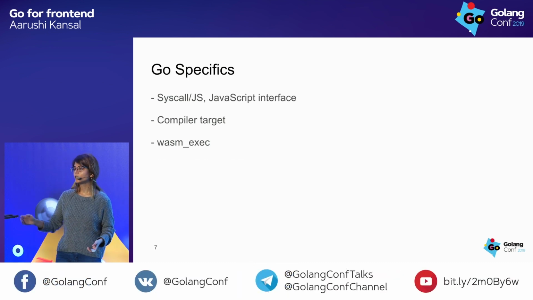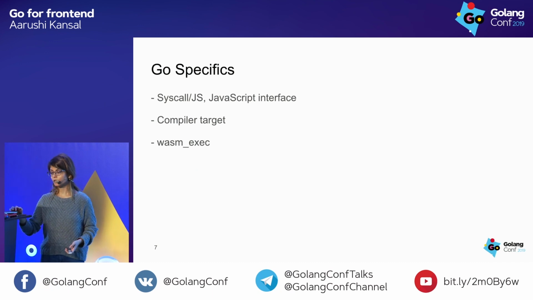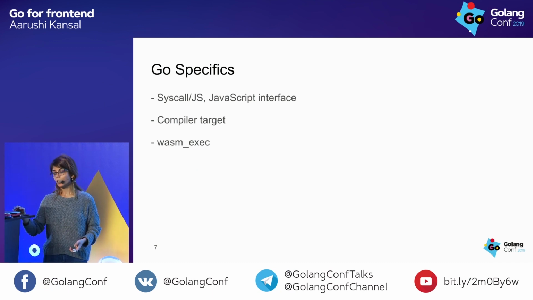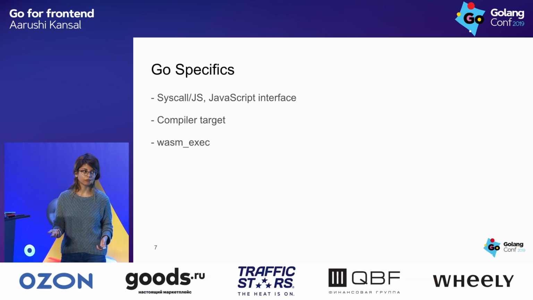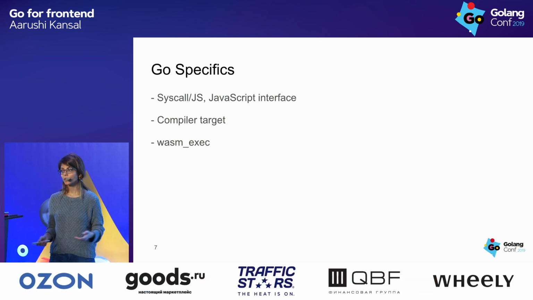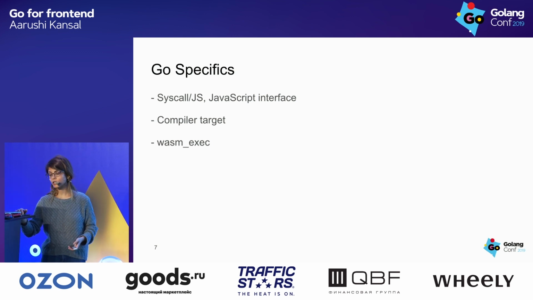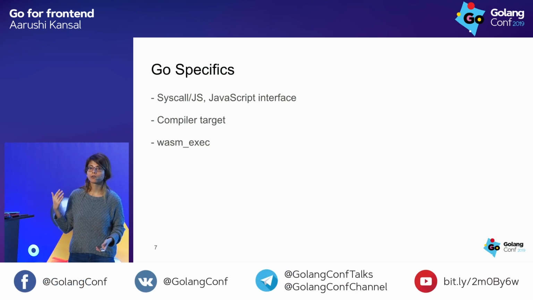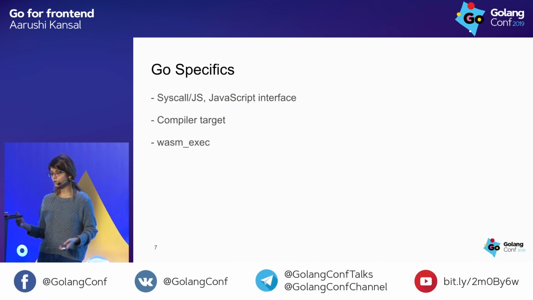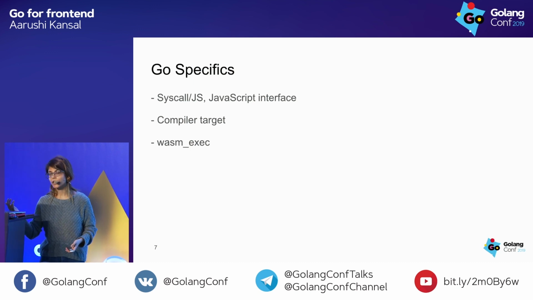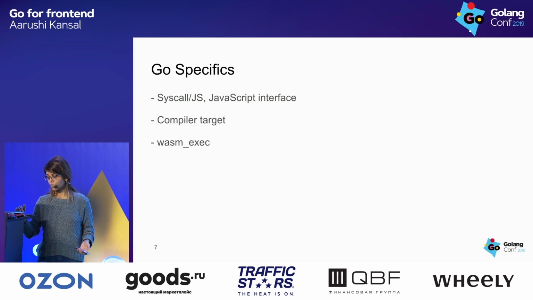Okay, so I want to talk about some of the Go specifics of what's actually involved with getting everything running. So firstly, we have the syscall.js package, which is basically just your JavaScript interface. So it provides a range of different functions that allow you to call your JavaScript code from Go. And you've got your compiler target, obviously WASM.